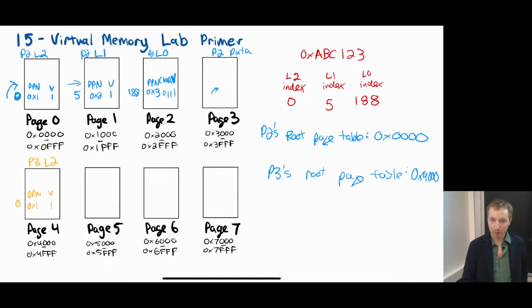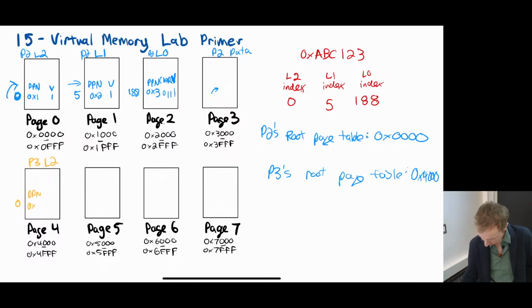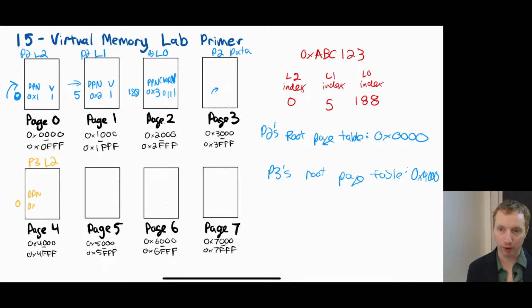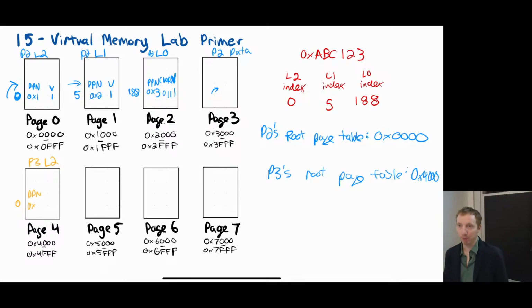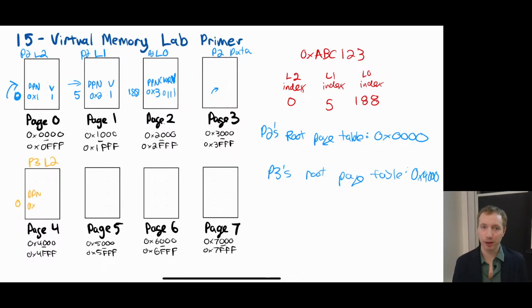So if I wanted to make them independent, well, I need a new L2 page table, but I should probably have a new independent set of page tables for this process, right? So it should have a new L2 page table, and it should also have new page tables for every L1 the original had, and new page tables for every L0 the original had. So a full set of independent page tables.